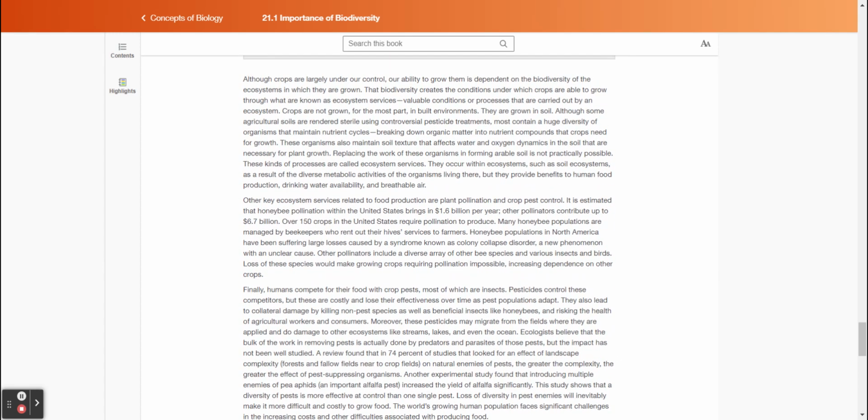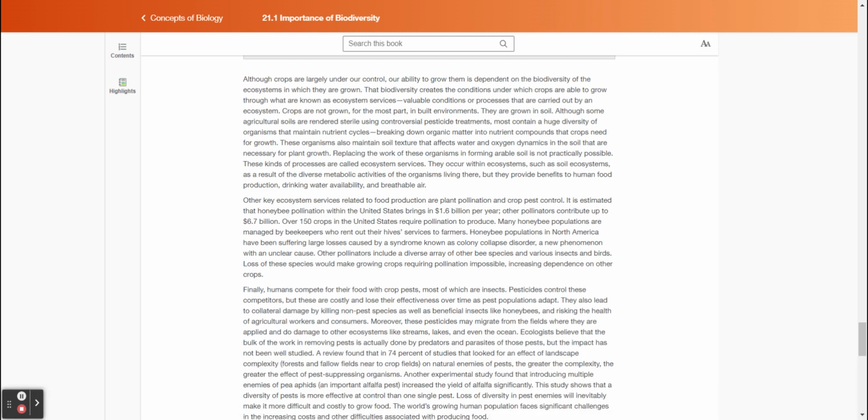Although crops are largely under our control, our ability to grow them is dependent on the biodiversity of the ecosystems in which they are grown. That biodiversity creates the conditions under which crops are able to grow through what are known as ecosystem services, valuable conditions or processes that are carried out by an ecosystem.